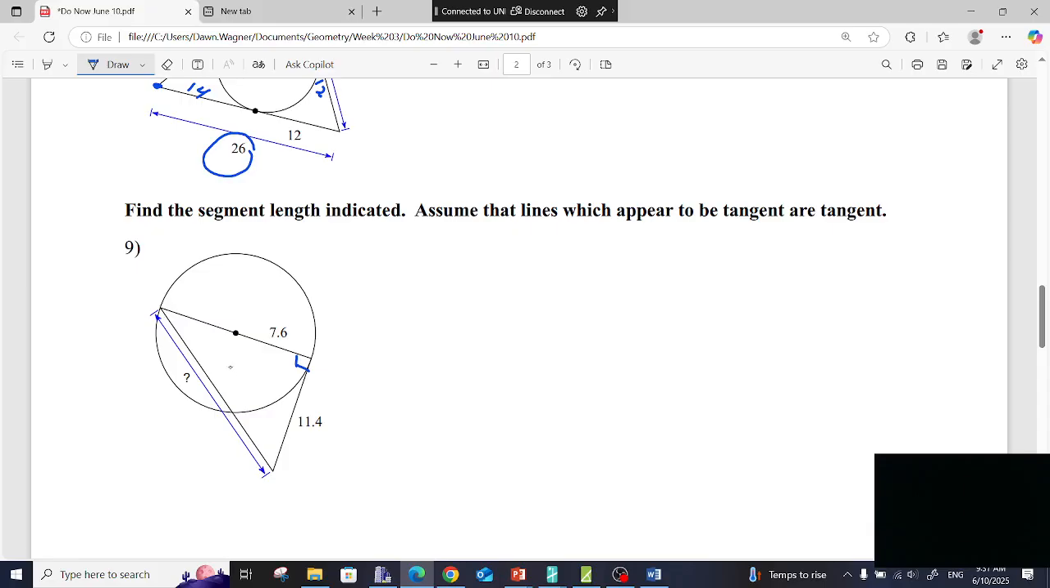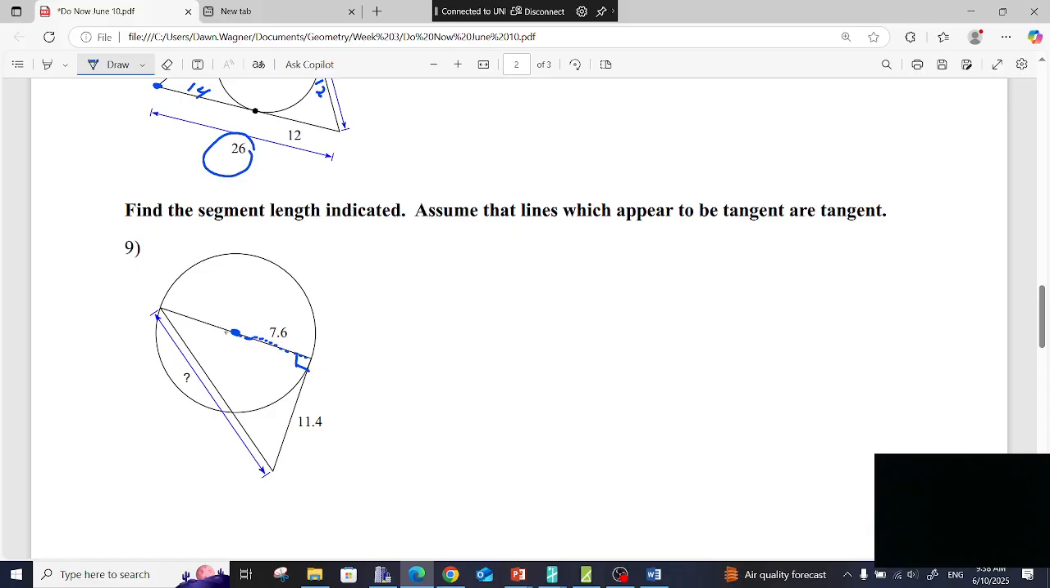The problem is you have to know the notation. This 7.6 is the radius. It's from here to here because it's in the middle of this radius. If it was diameter, they would have put it right next to the center. It would have been scooched over.